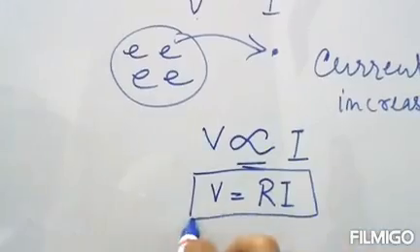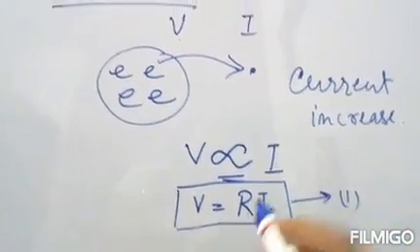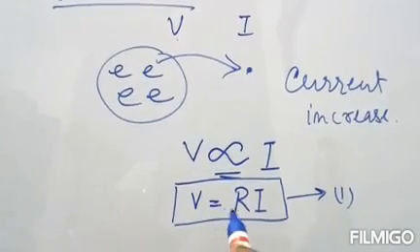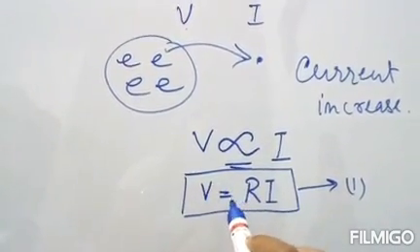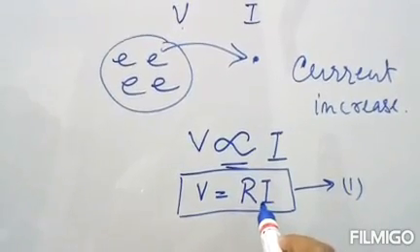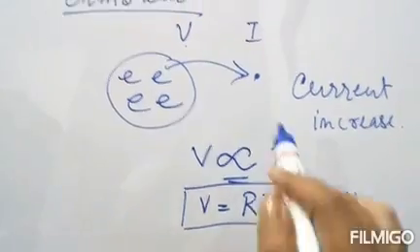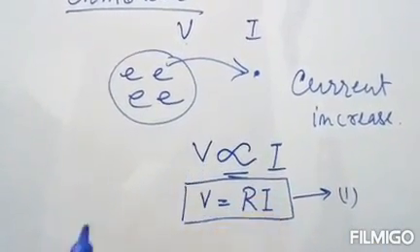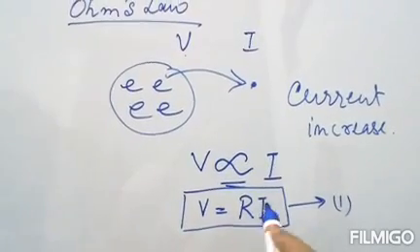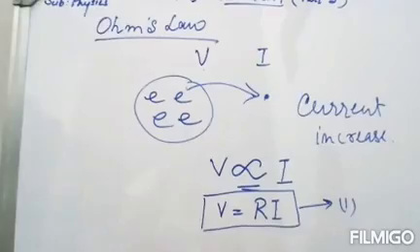And this is actually Ohm's law. V is equal to IR, where V is the potential difference, I is the current flowing through the circuit, and R is the resistance offered to the free flowing charge or current. So V is equal to IR is Ohm's law. And how to express Ohm's law?